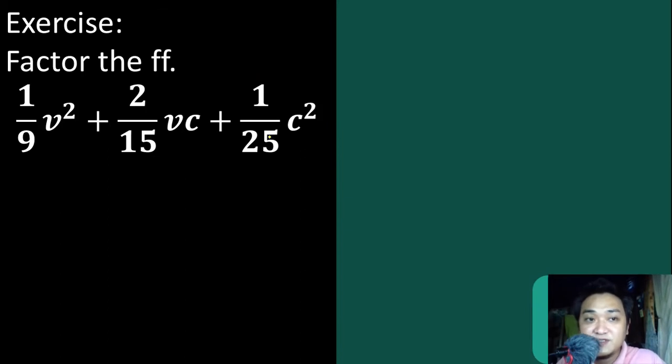So what will be the factor of this polynomial? The factor is, again, square root of the first term, which is 1/3 v. We're going to enclose that in the parentheses. Plus, bakit plus? Kasi yung operation sa middle term, ito, is positive or plus. Kaya yung magiging operation in the binomial, between the terms in the binomial, is also plus. Then what is the square root of 1/25 c squared? 1/5 c, and then square the quantity.